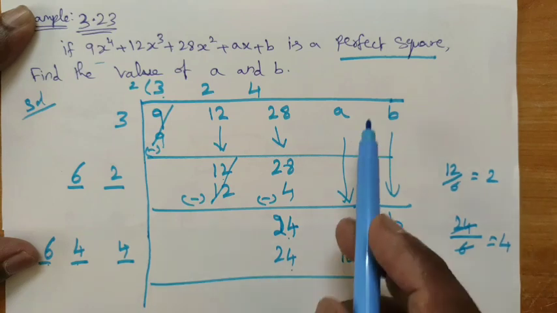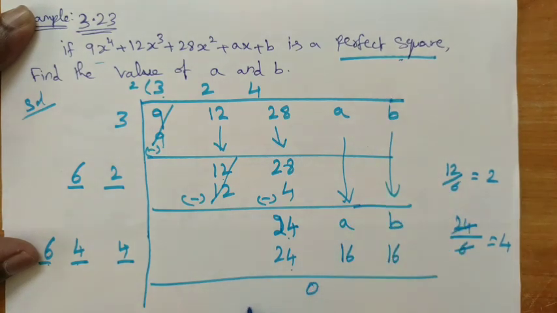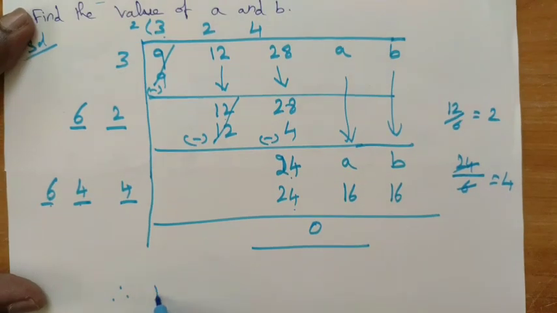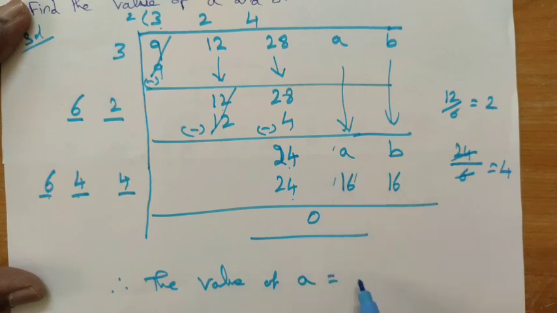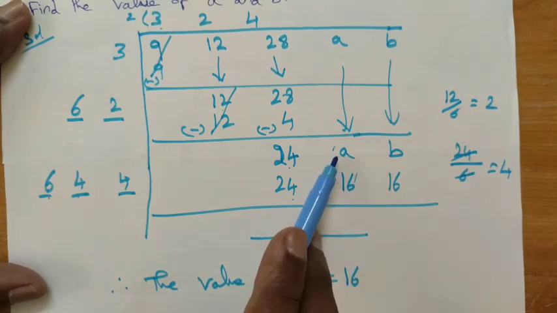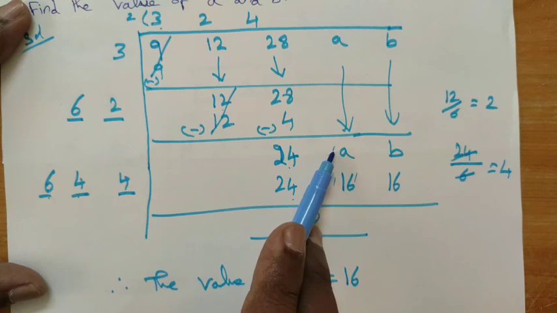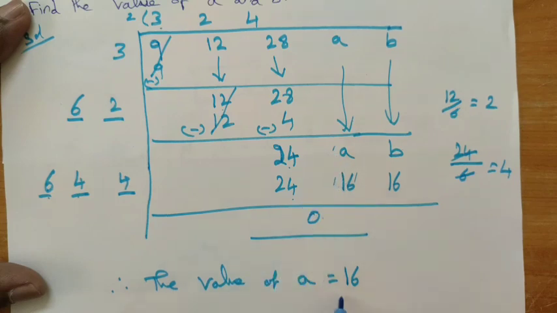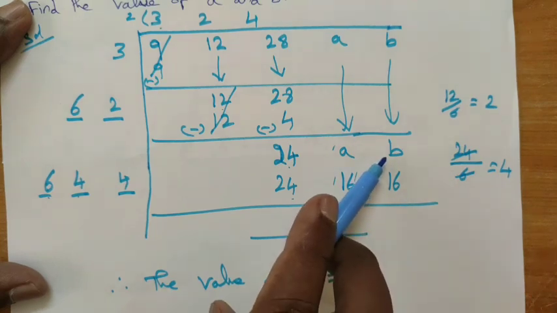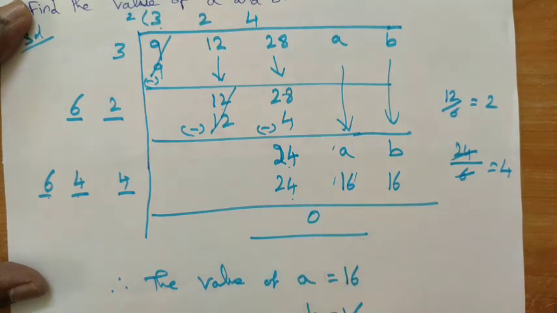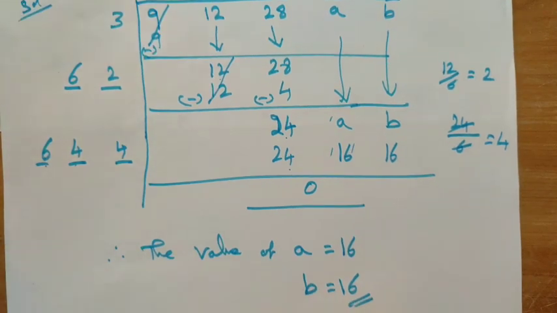In the question it is given as a perfect square, so put 0. Therefore the value of a is equal to 16, in the place of a what you have here is 16. When you apply 16 in the place of a, then 16 minus 16 equals 0. So a is equal to 16. And then b is equal to the same number 16. When you apply b equal to 16, plus 16 and minus 16 will be 0. So a is equal to 16 and b is equal to 16 is the value.